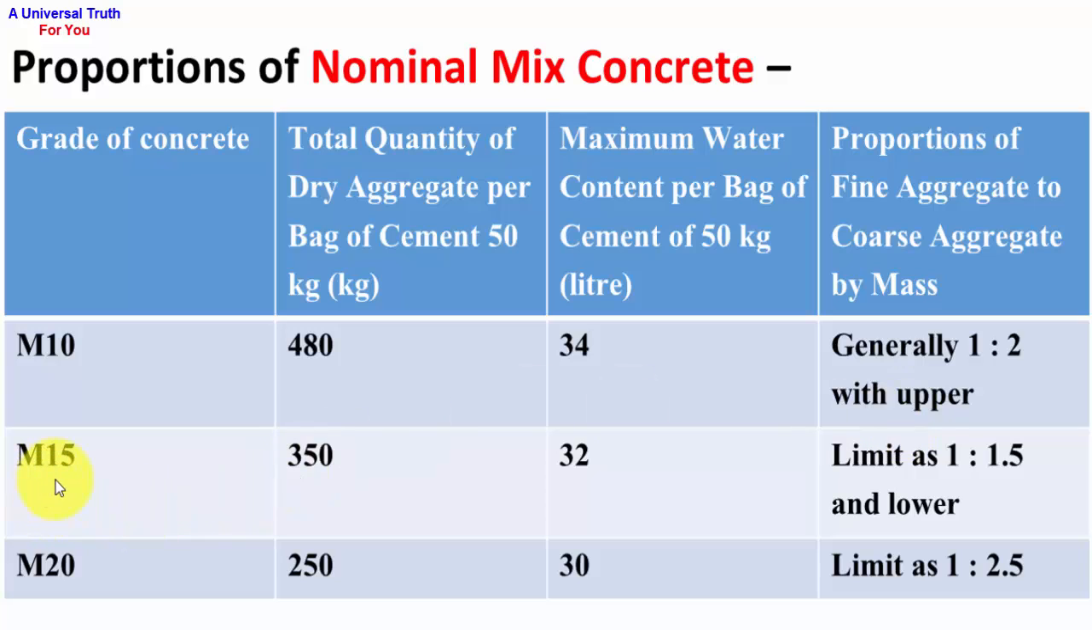In M15, proportions are 350, 32, limit is 1:1.5 and lower. In grade of concrete M20, proportions are 250, 30, limit is 1:2.5.